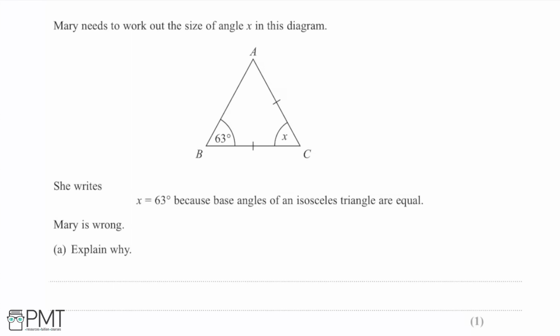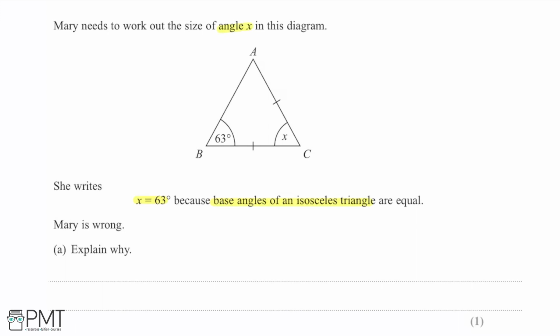So in this question, I'm told that Mary needs to work out the size of angle X in this diagram. So we have the triangle here, triangle ABC, and we have angle X here. And then we have this angle, angle ABC, which is 63 degrees. And then we're told that she writes X is equal to 63 because base angles of an isosceles triangle are equal. Mary is wrong, and we're asked to explain why she's wrong here.